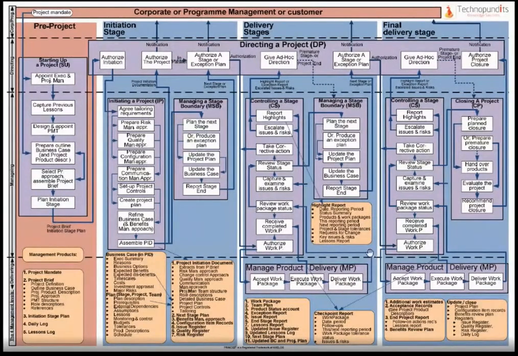Once everything for this particular stage is over, the project manager will report back to the project board. The project board will review everything and then approve moving to the next stage. And this continues till we reach the closing a project process, whereby you prepare your planned closure or premature closure, as the case may be, hand over products to the live environment, evaluate the project, and recommend project closure to the project board. So this is how this entire mind map is created, which will give you an end-to-end process flow of the 7 processes of PRINCE2.